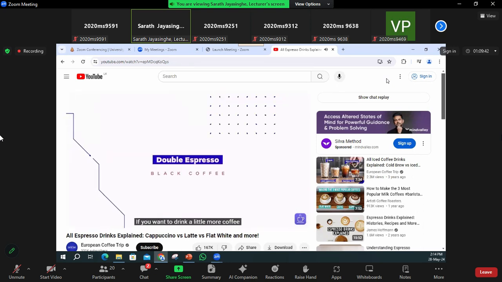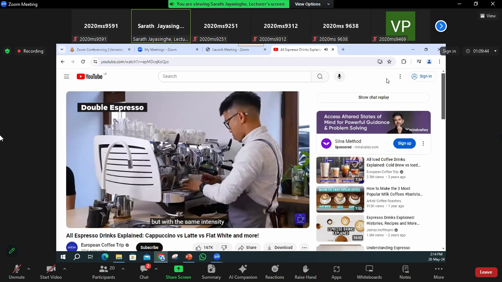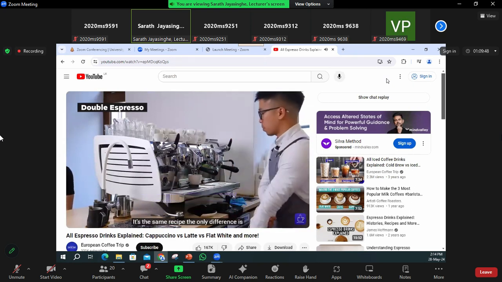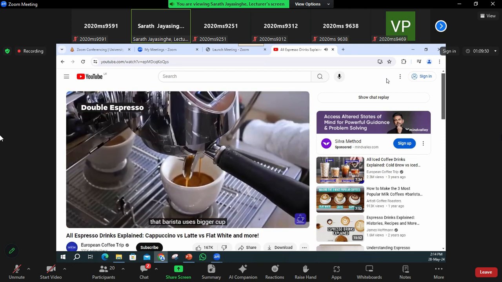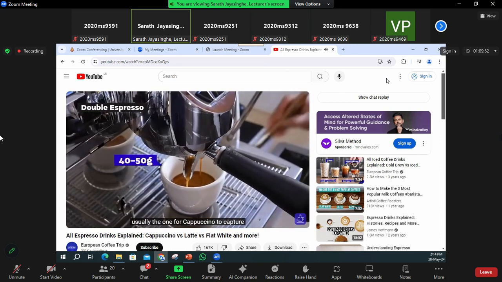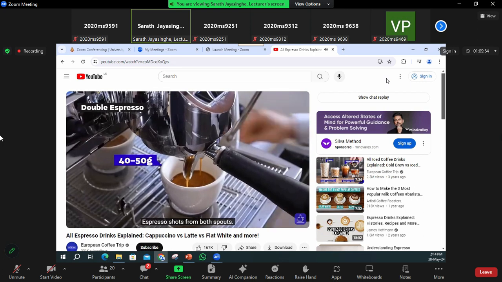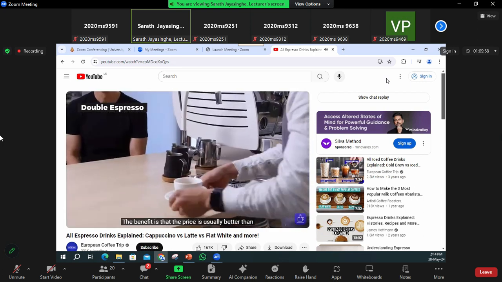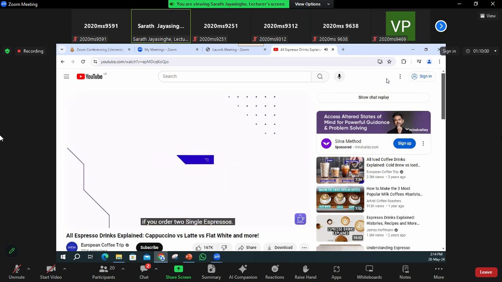If you want to drink a little more coffee but with the same intensity, just order a double espresso or espresso doppio. It's the same recipe, the only difference is that the barista uses a bigger cup, usually the one for a cappuccino, to capture espresso shots from both spouts. The benefit is that the price is usually better than if you order 2 single espressos.